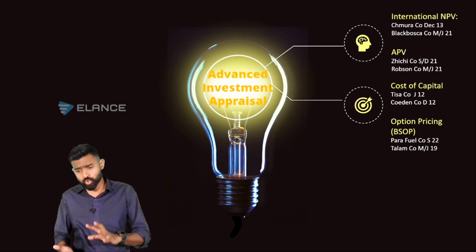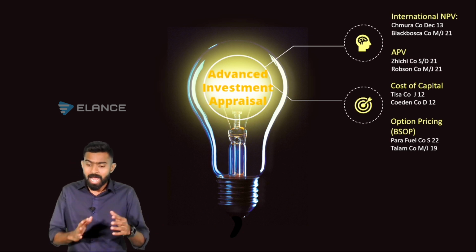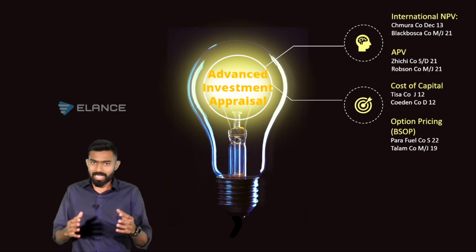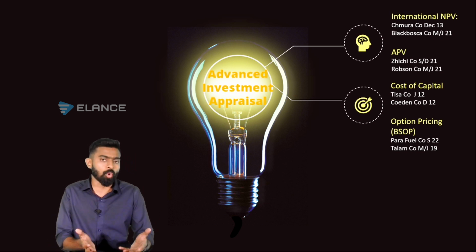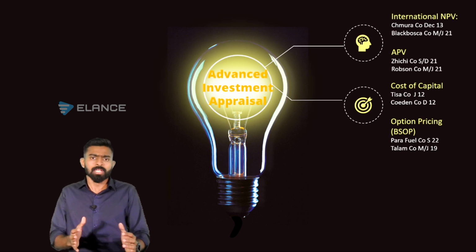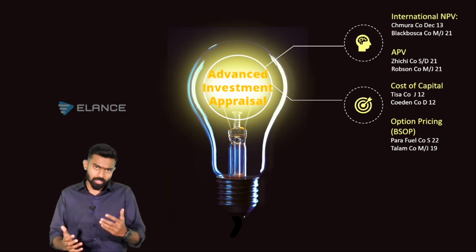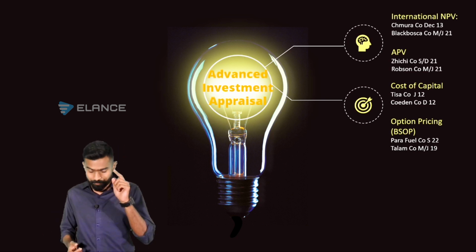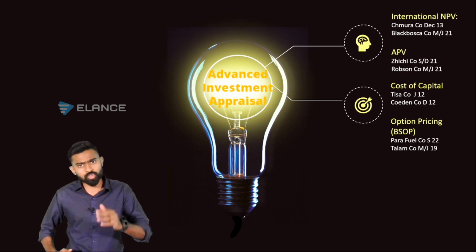One was asked in June 2012, named TISA company. The other one is Coiden, which was asked in December 2012. We know it is a little older question, but still it is a very relevant, comparatively challenging question. So go with your answer kit as well. This is available in our exam kit. So try to solve it yourself first.